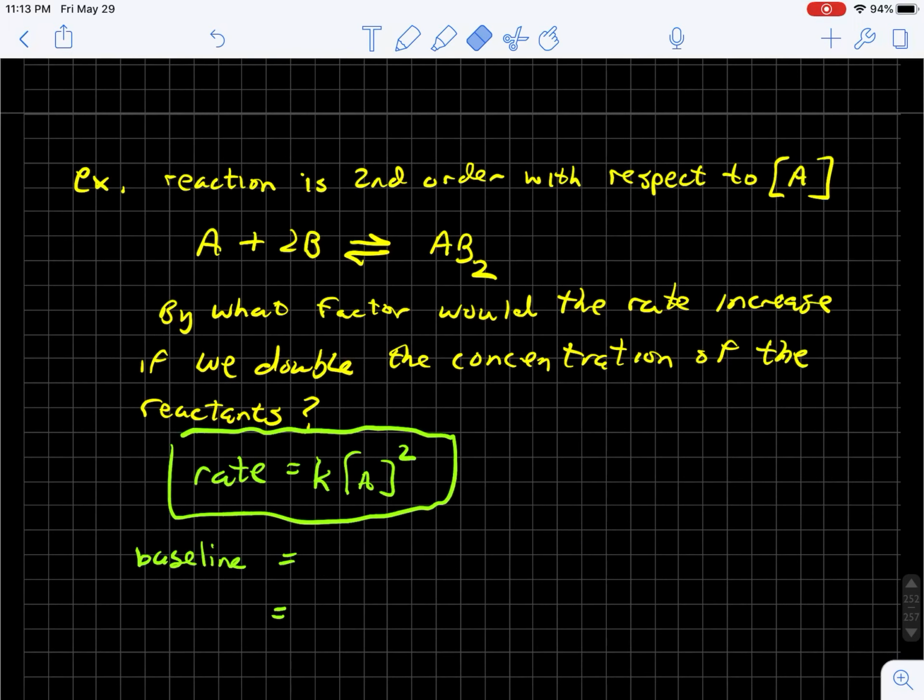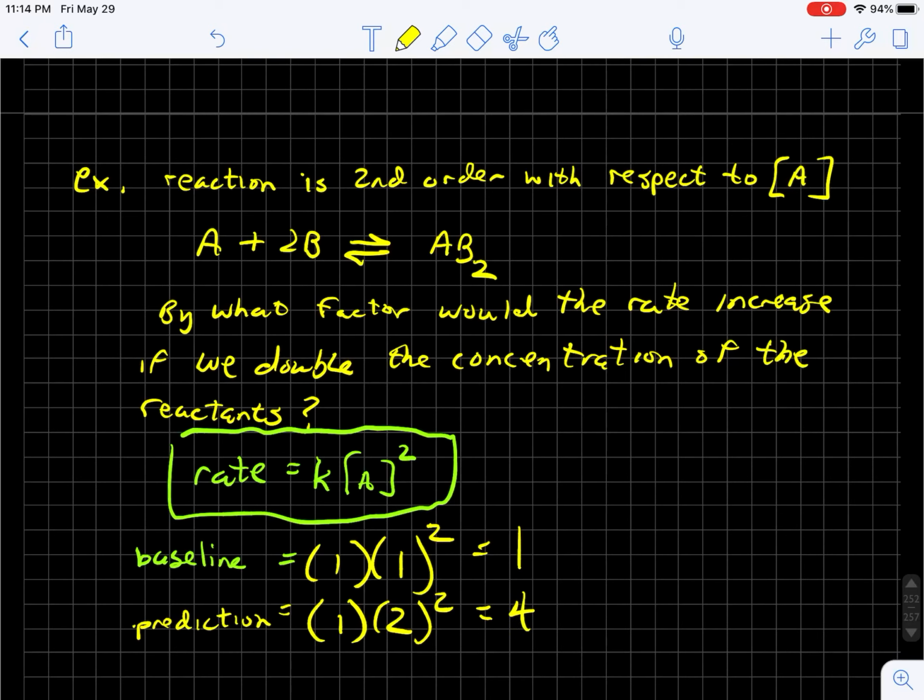And as far as our baseline, it doesn't matter what value I pick for A, I should still get 4 times faster. So I'm going to pick 1 again for my value of A, and square it, and I get a baseline of 1. So now they're saying let's double the reactants. Again, we don't care about doubling B. It has no effect on it. So this is my initial baseline, and then this is my prediction. Rate constant stays the same, but now we're doubling the amount of A. We get 2 squared, and that's 4. And again, we get 4 over 1. So this is going to be 4 times faster.